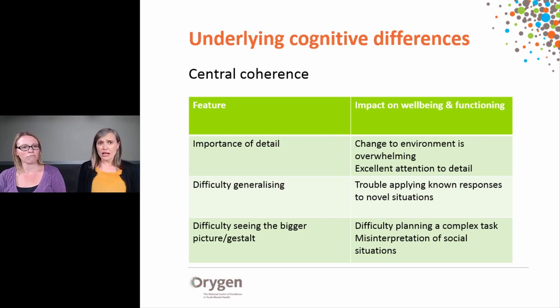But if you have weak central coherence, it might be quite overwhelming to go into a different counselling room every time, because you'd be much more likely to focus on the details rather than on the central meaning of that experience. So the way that looks is that detail is extremely important when you have weak central coherence, and so as I said, change to environment can be really, really overwhelming. The upside of that though is really excellent attention to detail.